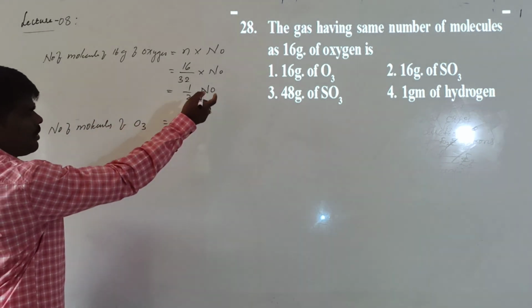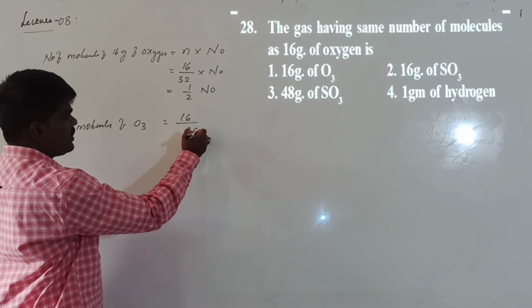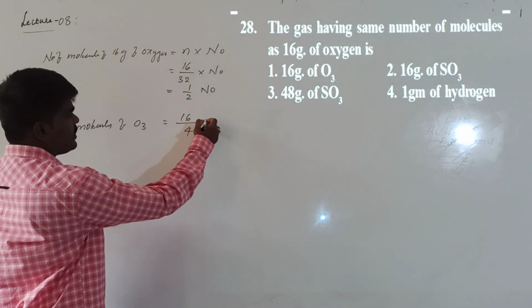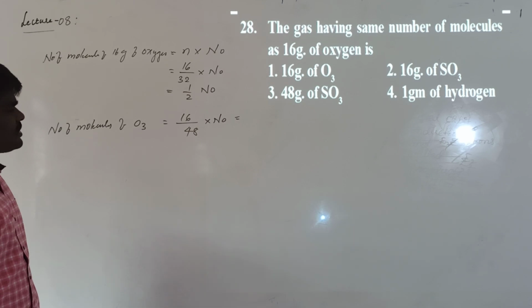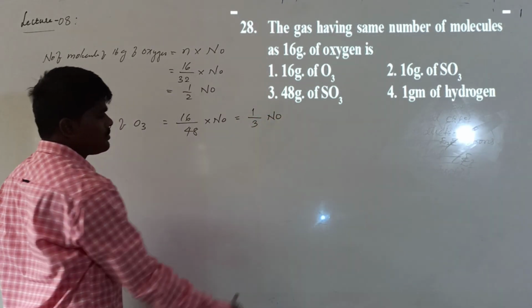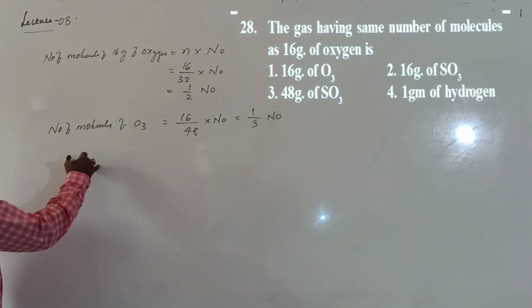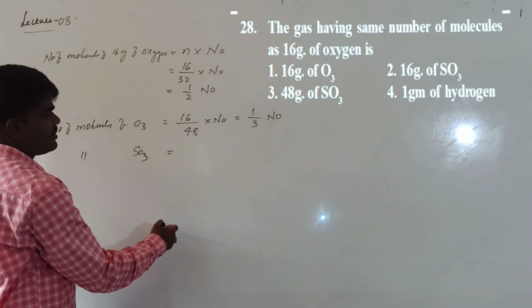Now, O3. What is the weight given? 16 is given. What is the molar mass? 48. Right? 16 by 48 into Avogadro number. How much does it come? It comes to 1 by 3 moles. Then the number of moles of 16 grams of SO3.